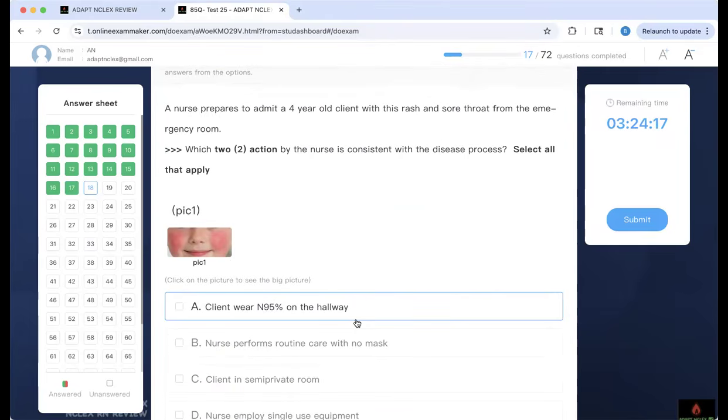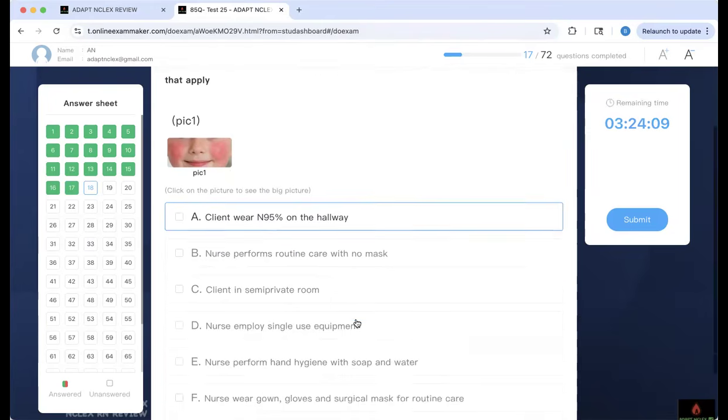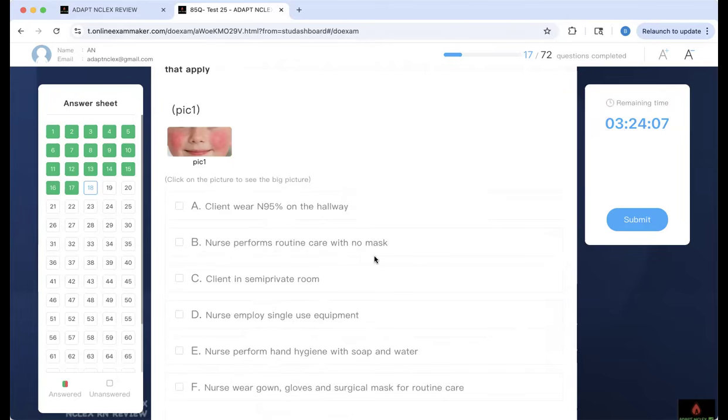And let's prepare to admit a 4-year-old client with a rash and sore throat from the emergency room. Which two actions by the nurse are consistent with the disease? Select all that apply. Client wears N95 on the airway. Nurse performs routine care with no mask. Client in a semi-private room. Nurse employs single-use equipment. Nurse performs hand hygiene with soap and water. Nurse wears gown, gloves, surgical mask for routine care.